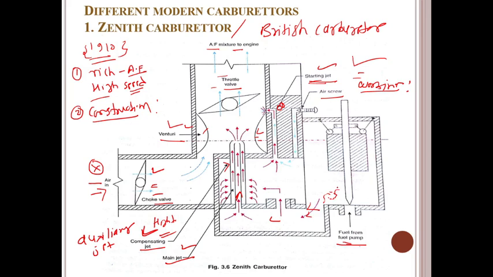The fuel supply is blocked by a spindle present in the float chamber. If you observe, there is a spindle, guys. This is the spindle, and these are the two balls on both sides. So by the spindle present in the float chamber, fuel supply is controlled. This spindle moves up and down to block and unblock the fuel supply to the fuel chamber.